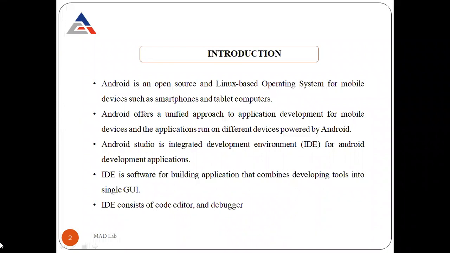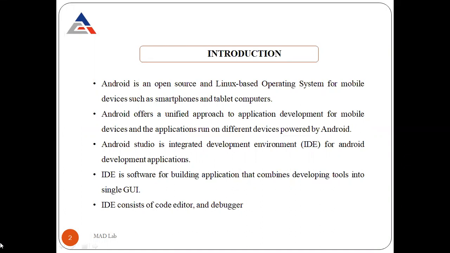So Android is an open source Linux-based operating system for mobile devices such as smartphone or tablet computers. So again, open source means that it is freely available on internet. You can download the Android Studio through internet and run on your computer.